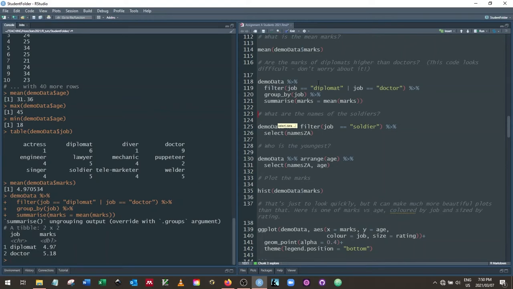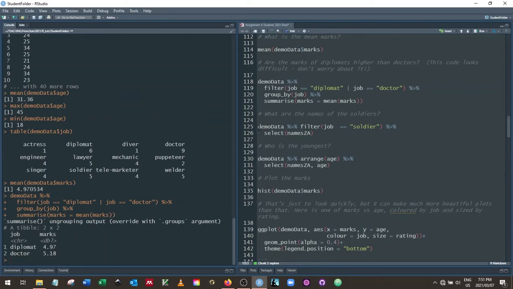Remember, our question was, are the marks of diplomats higher than the marks of doctors? Basically what we did here was to calculate the mean of the marks of the diplomats, of which there were 6, and the mean of the marks of the doctors, of which there were 9. And we get our answer that the mean marks of the doctors seem to be a little bit higher.